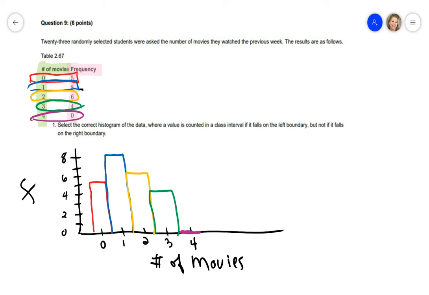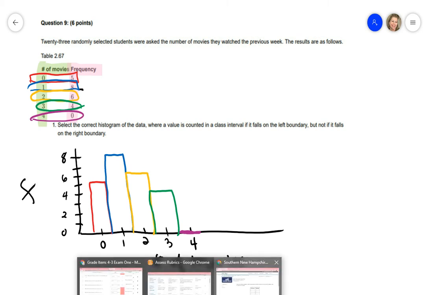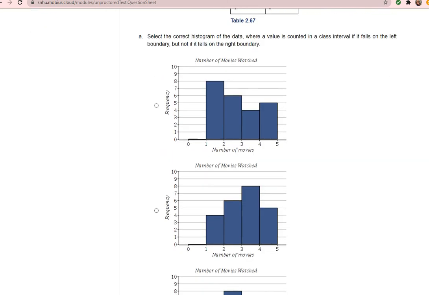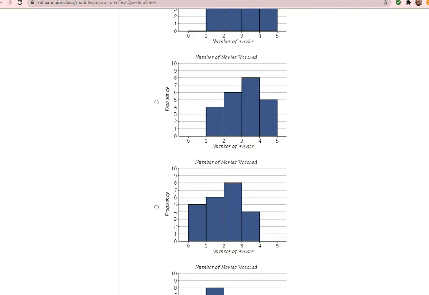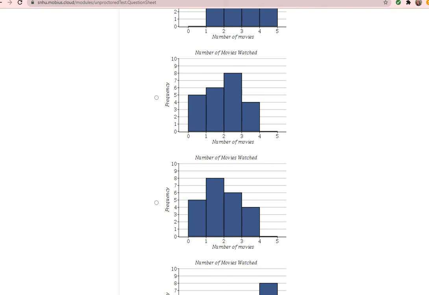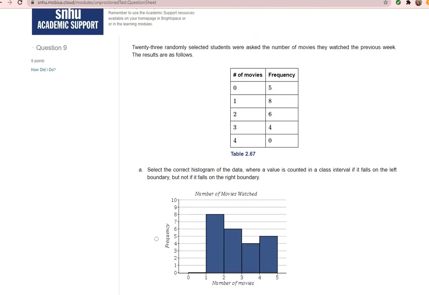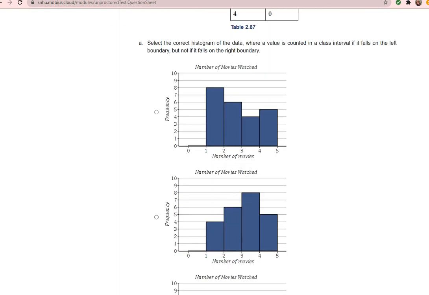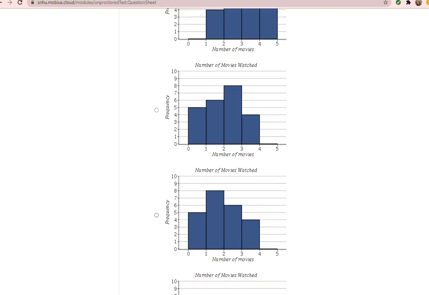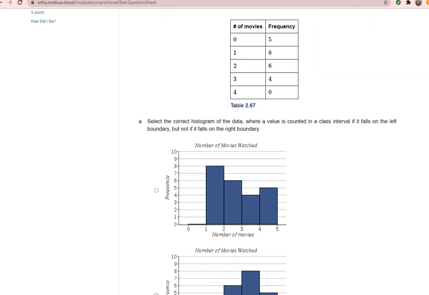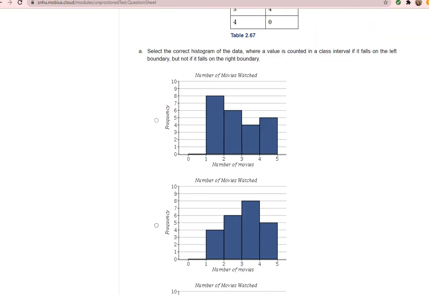A line. So I'm going to go back to Mobius. Here's Mobius, and select the correct choice.